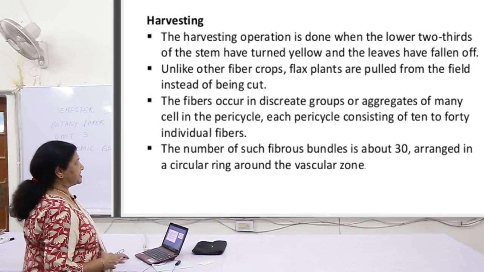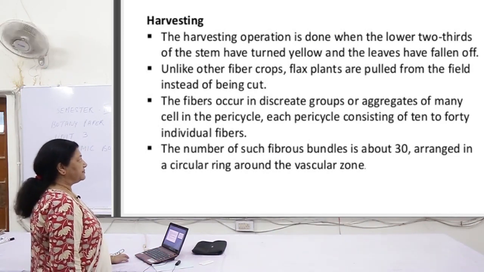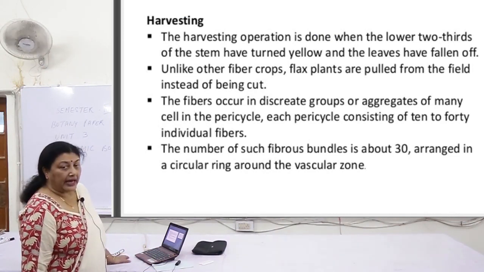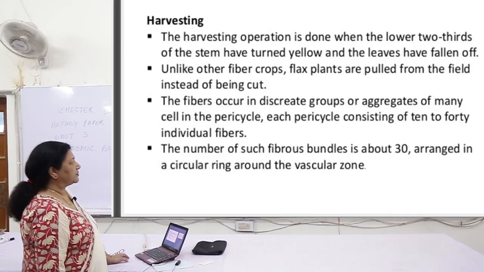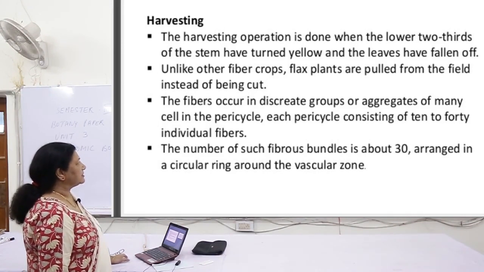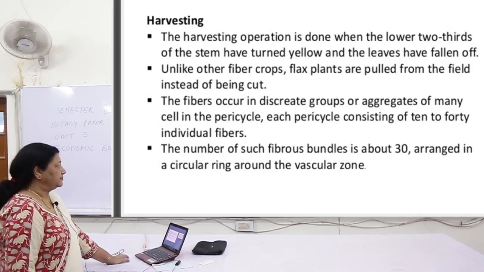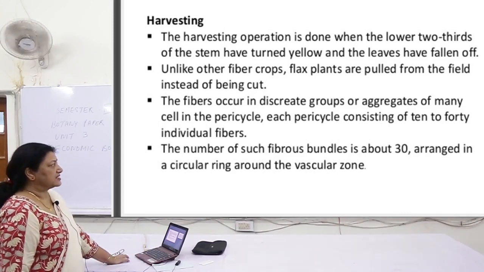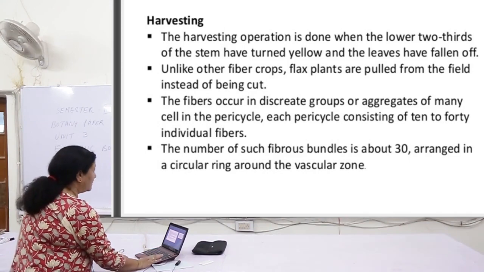Now, how do we harvest them? The harvesting operation is done when the lower two-thirds of the stem have turned yellow and there are no leaves. Unlike other fiber crops, flax plants are pulled from the field instead of being cut. The fiber occurs in discrete groups or aggregates of many cells in the pericycle. The number of such fibrous bundles is about 30, arranged in a circular ring around the vascular zone.